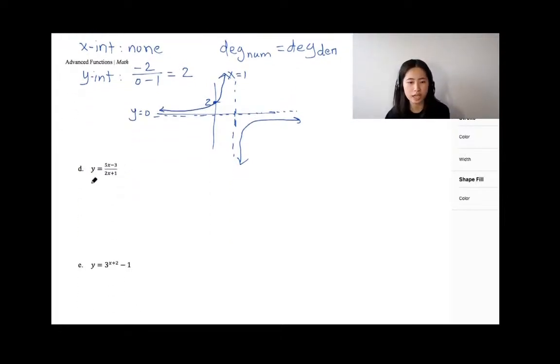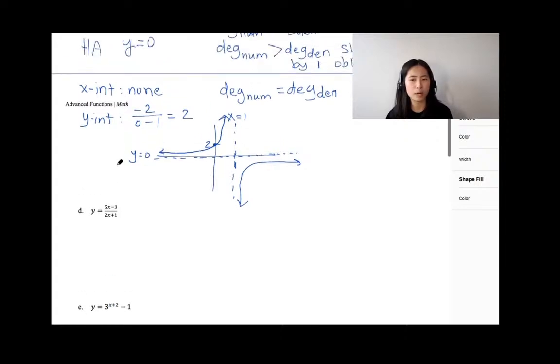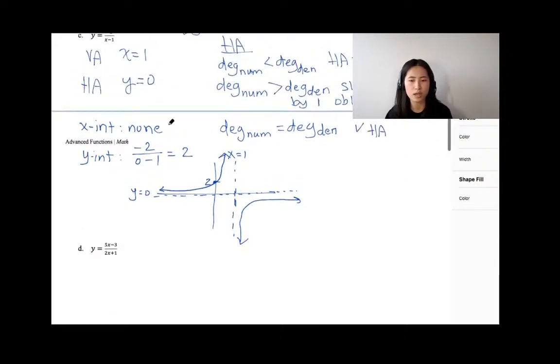Okay, so interestingly, there's another rational function here. So we have it in the form ax minus b over cx plus d, right? So remember what I said about the horizontal asymptotes? Right now, you have the same degree, right? So first of all, how do you know it's the same degree?